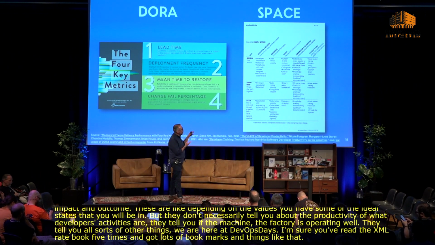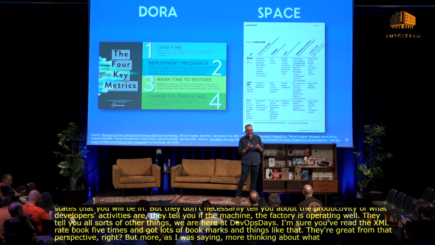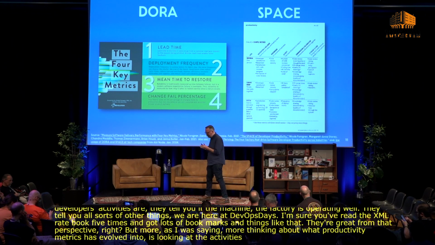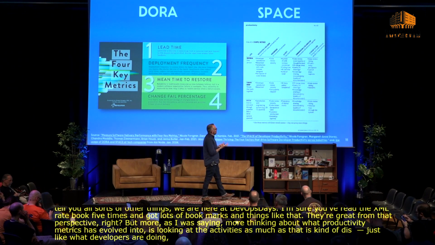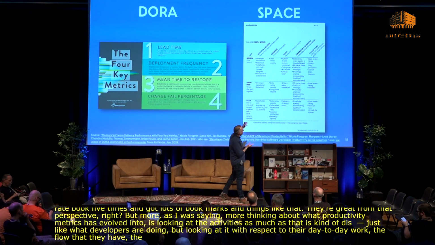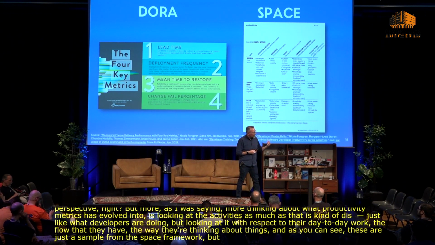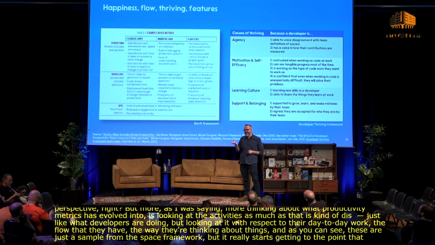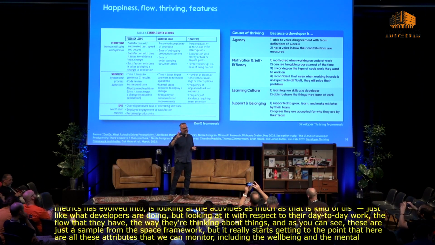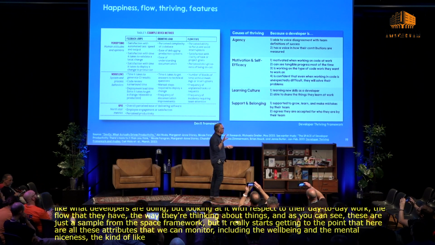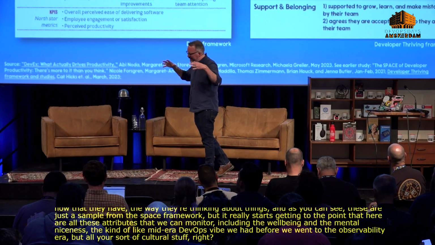But as I was saying, what thinking about developer productivity and metrics has evolved into is looking at the activities, as much as that's disliked, of what developers are doing, with respect to their day-to-day work, the flow that they have, the way they're thinking about things. As you can see, these are just a sample from the SPACE framework. But it really starts getting to the point that here are all these attributes that we can monitor, including well-being and the mental niceness, the mid-era DevOps vibe that we had before we went into the observability era. But all your cultural stuff. And it's a great framework for, again, buffeting that stuff out.